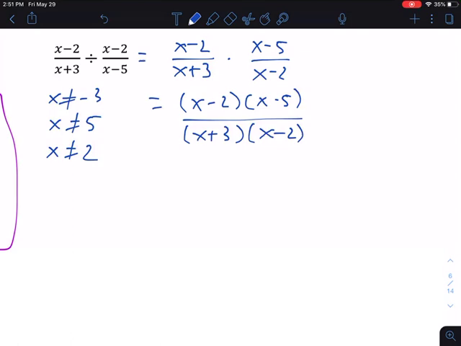I'm not going to say no. So I have an identical bracket here, so I can cross those out. And then I get left with x minus 5 over x plus 3. Do I have any identical brackets left? I do not. Therefore, I cannot cancel anything further. And I just write out my NPVs to finish the question off.